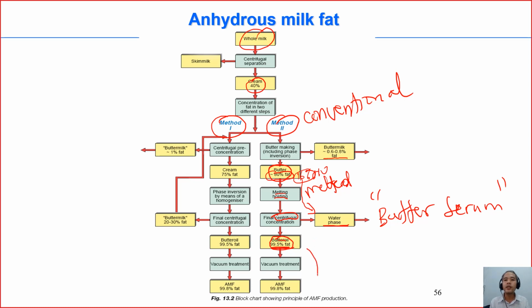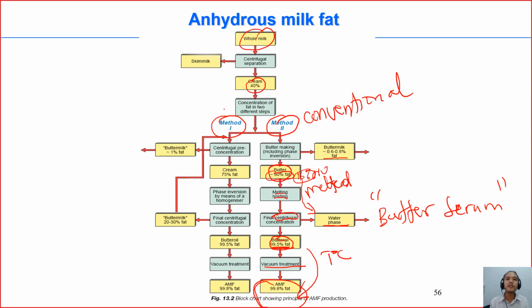And now we can do a further treatment to have AMF, a vacuum treatment at high temperature. We increase to high temperature and reduce the pressure, so the components which can evaporate now evaporate, like the water. Some other flavor components will also evaporate. And then we have here, like you see, AMF, which is very purified in fat content.